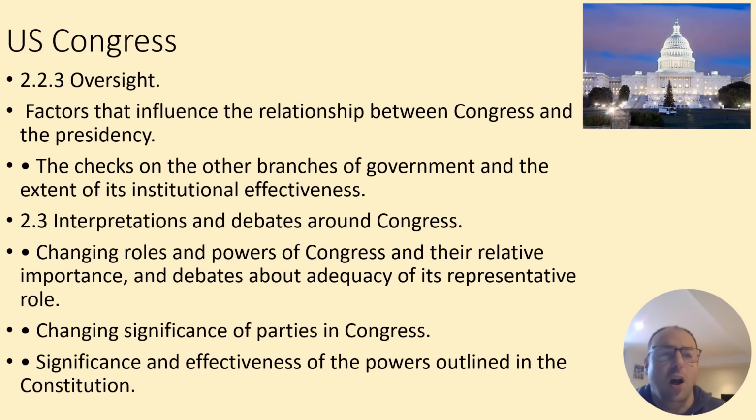The next one is oversight 2.2.3. So effective relationship between Congress and the presidency, checks and balances of government and extent of institutional effectiveness. So does it stop the abuses by presidents and so on? There's been, I mean, again, there's so much stuff on that in recent years where we've had the impeachment, attempted impeachment, of Trump twice. And so this idea of the oversight of the executive by Congress, it's something that's been really, really key in recent American politics. So that would be a good area for a question.